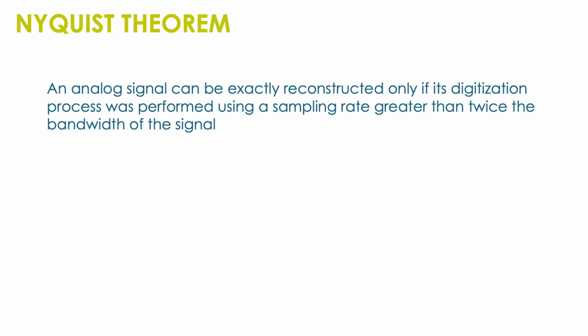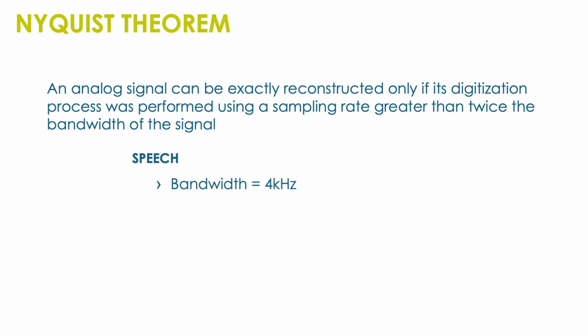The Nyquist theorem is very connected to the transformation from the analog signal to the digital signal, and states that an analog signal can only be faithfully reconstructed if during the transformation process it was sampled at a rate greater than twice its bandwidth. For example, let's consider the speech. The speech has a bandwidth of 4 kHz, so a sampling rate should be at least 8 kHz.